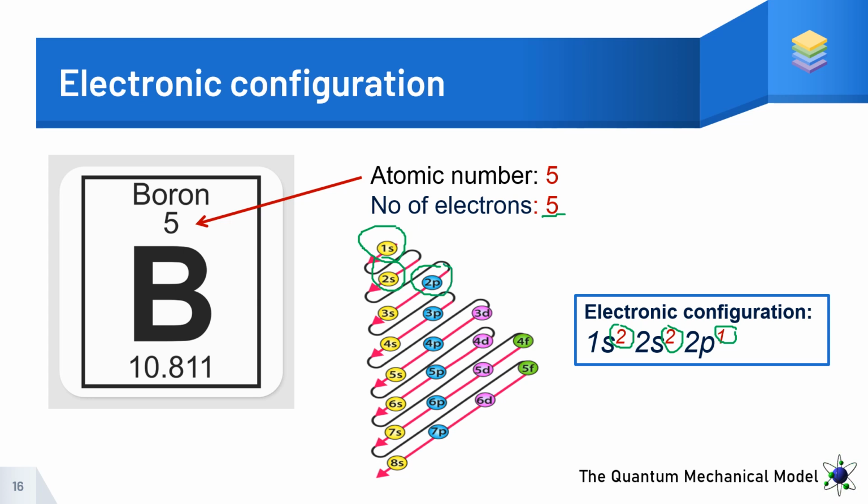The maximum number for p orbital is 6. But then again, we only need 1. So we write only 1 here so that we can satisfy the number of electrons, which is equal to 5. 2 plus 2 equals 4 plus 1 equals 5. So let's stop with 2p1. Therefore, the electronic configuration of boron is 1s2, 2s2, and 2p1.